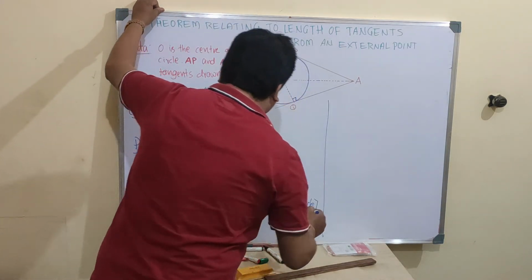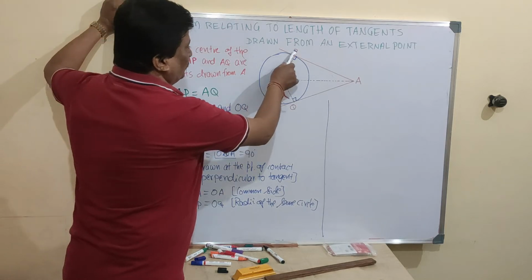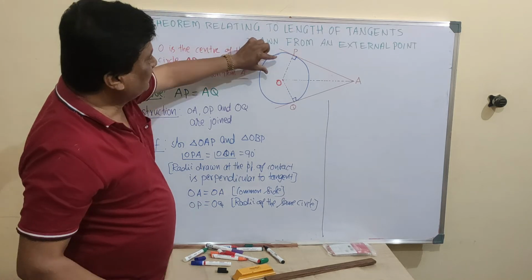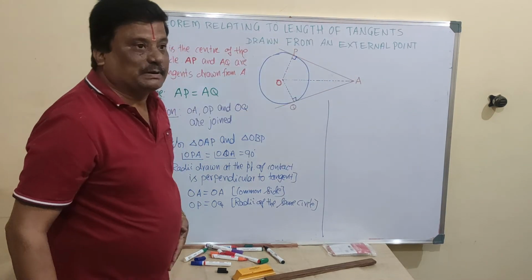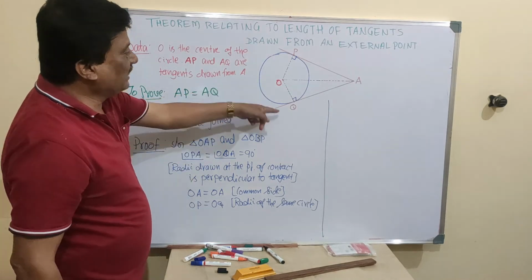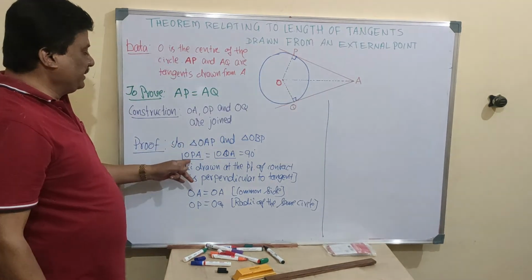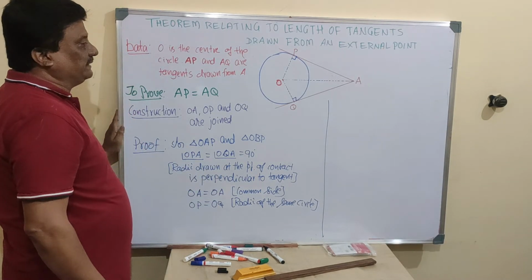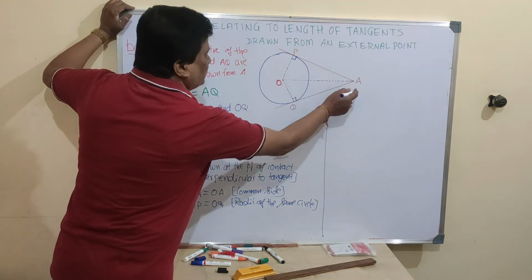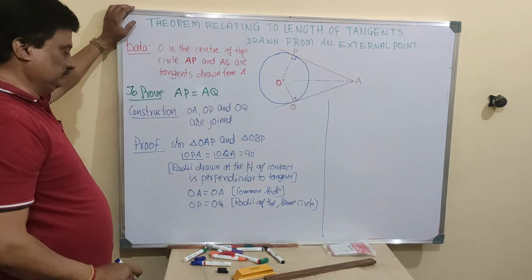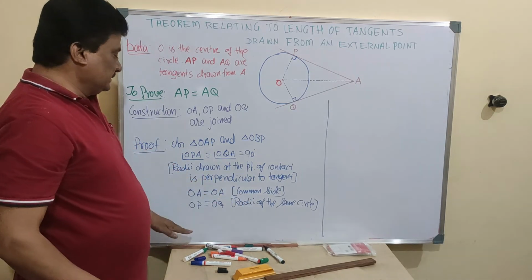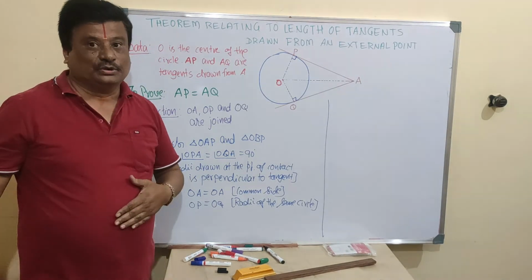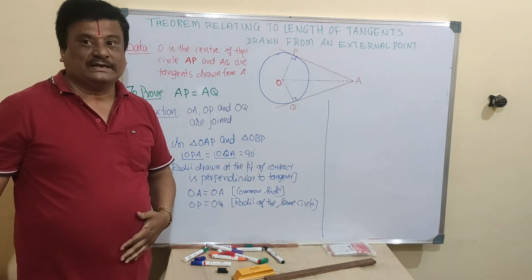So therefore, what can we write? The first thing is angle OPA is equal to angle OQA, which is equal to 90 degrees, because the radius drawn at the point of contact is perpendicular to the tangent. Then OA is common to both the triangles, that is the common side, and OP is equal to OQ, because both OP and OQ are the radii of the same circle.